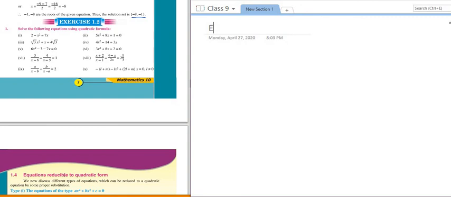Okay, exercise 1.2, part 1: 2 minus x square equals 7x. Now this is not in the standard form of the equation. First convert this into standard form, then do anything else.